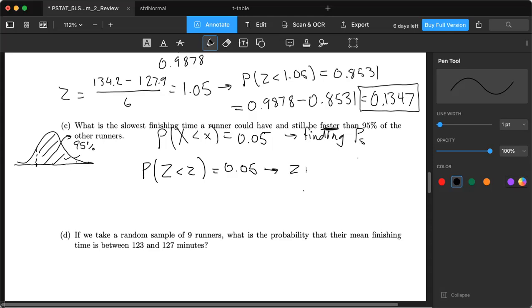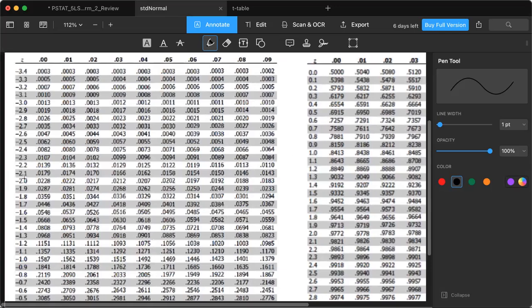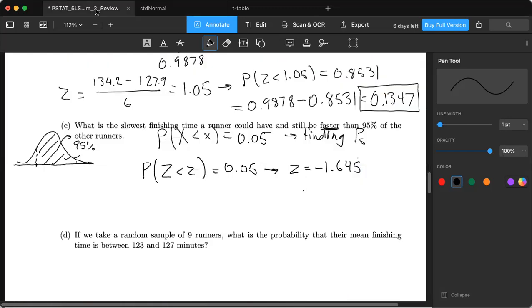But because of the symmetry, we have that z is going to be negative 1.645. So that's going to be the difference. And just to verify that, let's go to negative 1.64. And you can see 0.05, and 0.0505 and 0.0495. So between them, negative 1.645 is the number we're looking for. So essentially everything is the same.